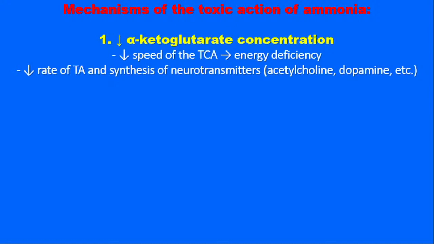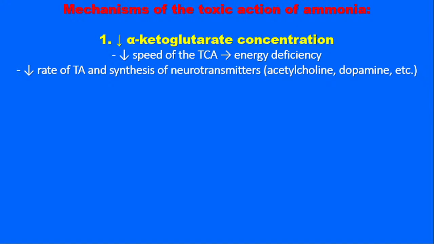It is soluble but toxic, and we need to excrete it by different pathways. At first, in excess of ammonia, alpha-ketoglutarate cannot be free. It will react with the free ammonia, and the balance will be shifted to the formation of glutamic acid and then glutamine. At this moment, deficiency of alpha-ketoglutarate will lead to depression of the citric acid cycle. So the speed of the citric acid cycle will be decreased, and this will lead to energy deficiency.